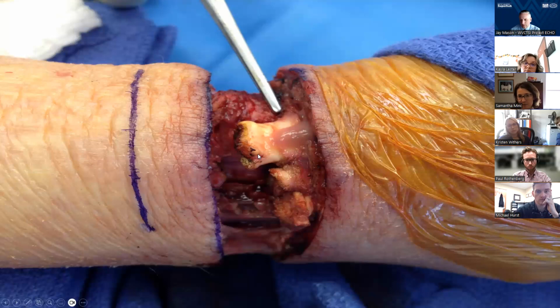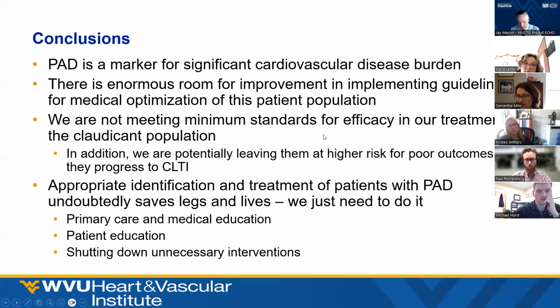That's where we need to decompress these things quickly. So this is just an example of an infection that spread. So they had to get an amputation at the level of the ankle. So just to sum it all up, PAD is a marker for significant cardiovascular disease.